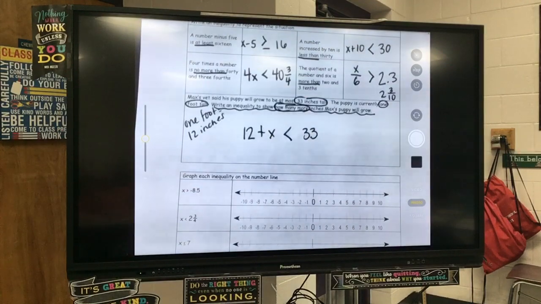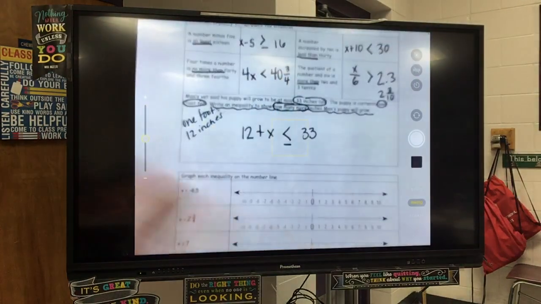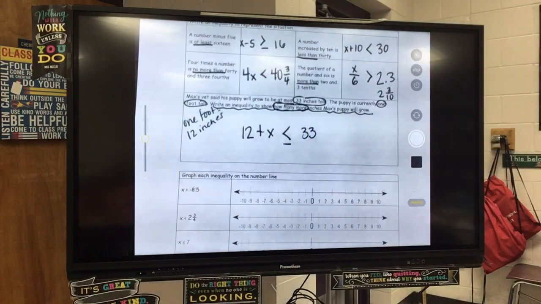Okay? How do we feel about that one? Yes? Can it, at most, be less than or equal to? Yeah, that's what I was thinking, because it could be equal. Oh, yes, you're right. I'm sorry, I forgot that part. You are correct, because he can be 33 inches, but he can't be more than.